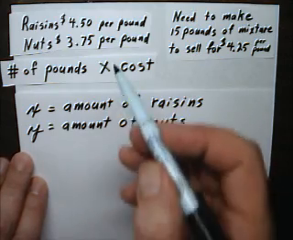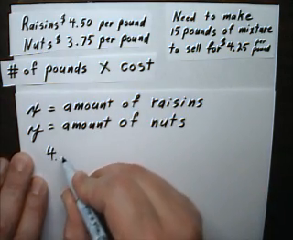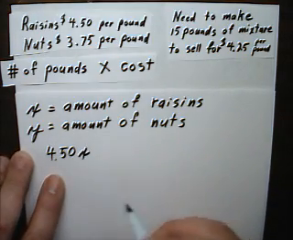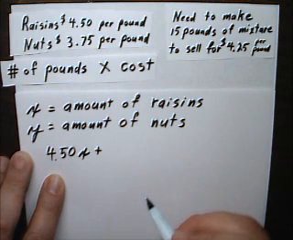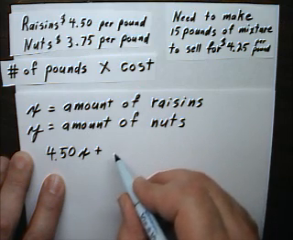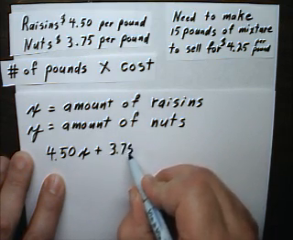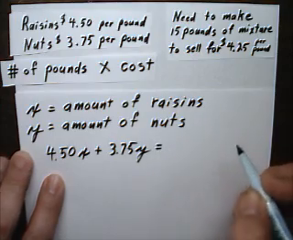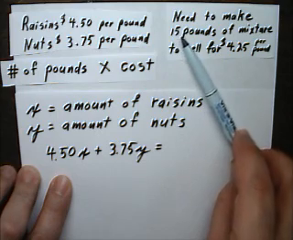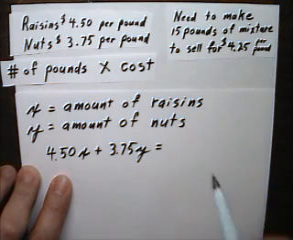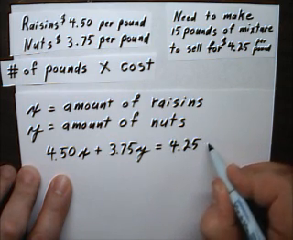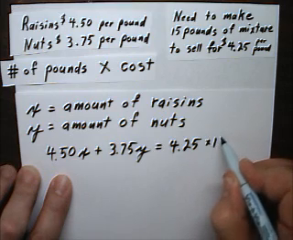So x is the amount of raisins, so I'll multiply the amount of raisins times their cost. I'm going to add that to the amount of nuts times their cost, and altogether the cost for the mixture is the number of pounds of the mixture times the price of the mixture. So that's $4.25 times 15.